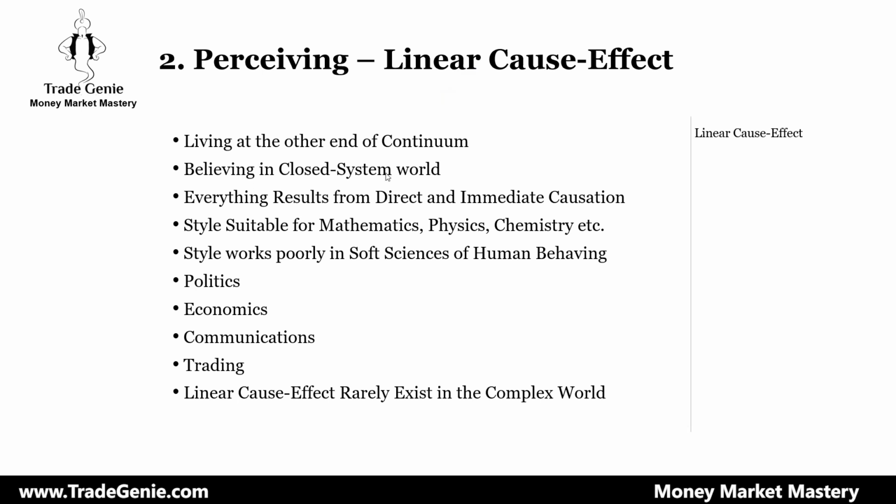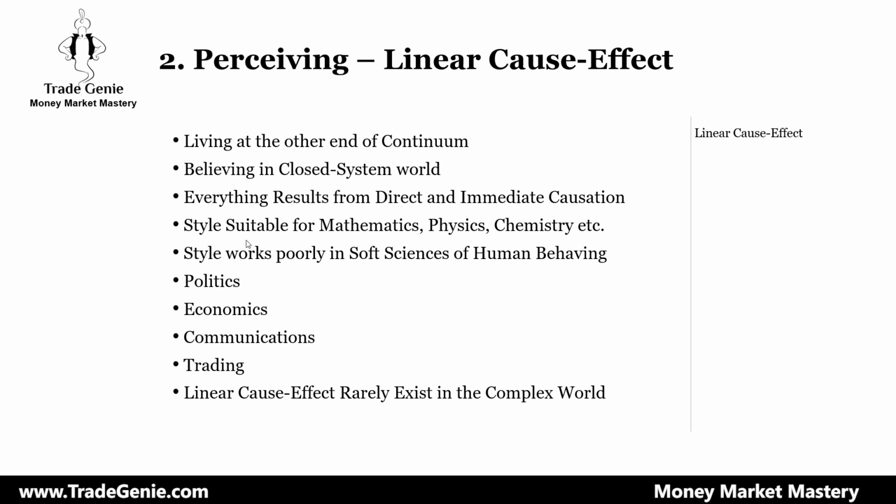So he believes in a closed-system world. This trader believes in a closed-system world: just one reason, one outcome. Everything results from direct and immediate causation. If crude oil is going down, crude oil stocks must go down. That's his linear cause and effect. So if crude oil is going down and the crude oil stocks are going up, he fails to understand why it's happening. But he at least understands there is a cause and effect: crude oil is going down, so maybe the crude oil stocks go down. Everything results from direct and immediate causation.